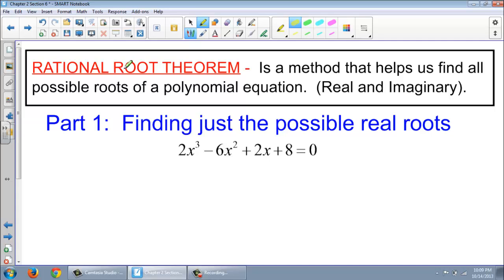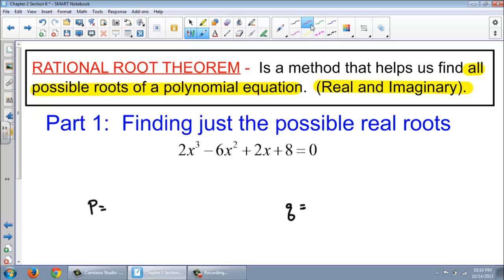The rational root theorem is a method that helps us find all possible roots of a polynomial equation, real and imaginary. Part one is kind of easy. All it's going to do is help us find the possible real roots. Not all of them, just the possible real roots. So we're going to find our P's and our Q's. How do we do that?